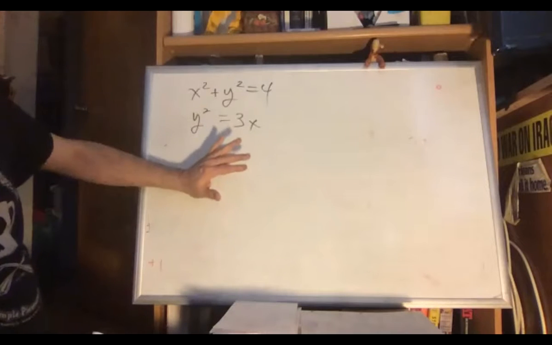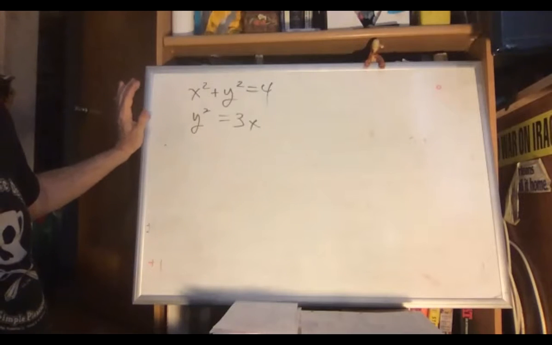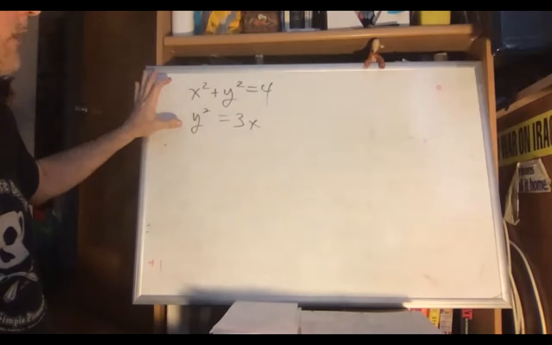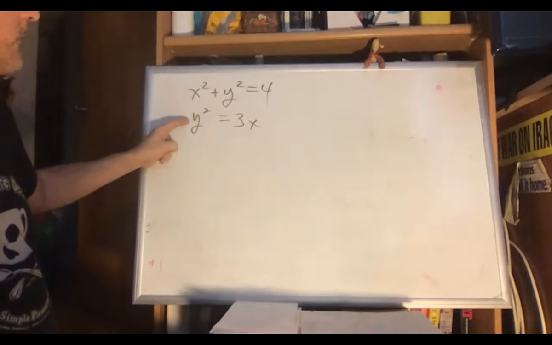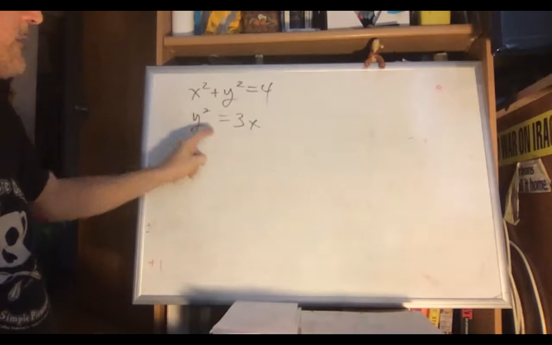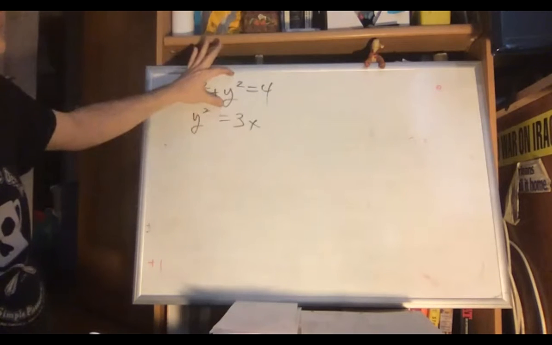Now, even if you don't visualize this, and again, I'll go to Desmos in a moment once we solve this problem, you can solve this without visualizing it at all. Because this y squared says it's the equivalent of 3x, so we just replace the y squared with 3x.